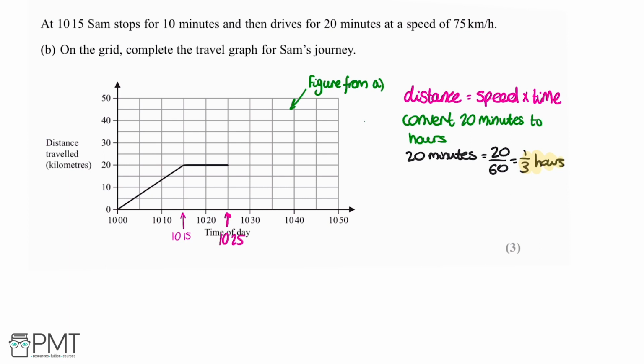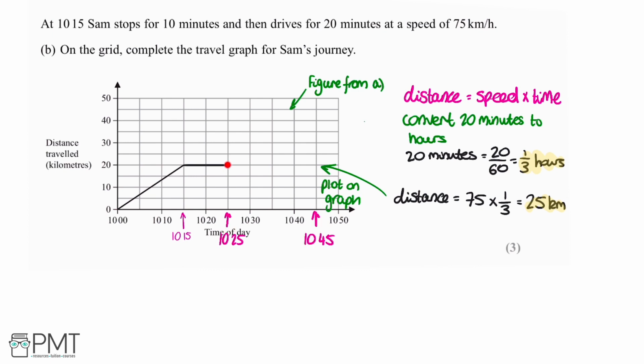So now we can use this. I'm going to have the distance is speed, which we've got as 75 kilometres per hour, multiplied by time, which is a third of an hour. And this gives us a distance of 25 kilometres. So we're now going to plot this onto the graph. So this is for 20 minutes. So we're going from 10:25 to 10:45.